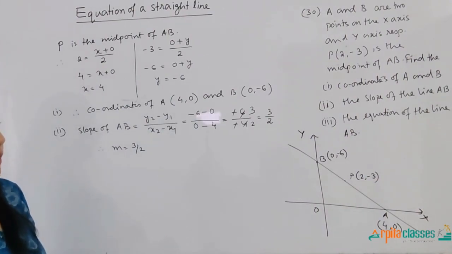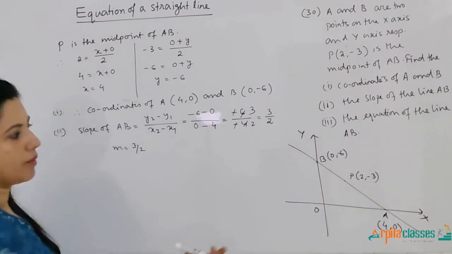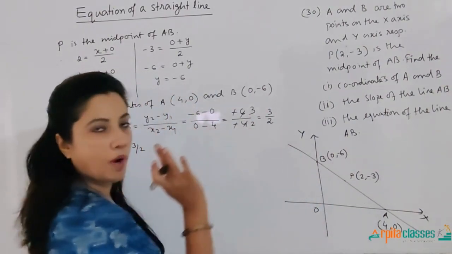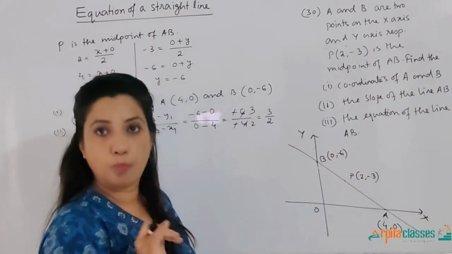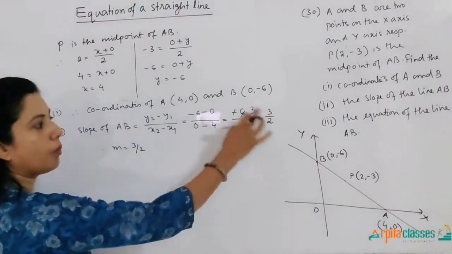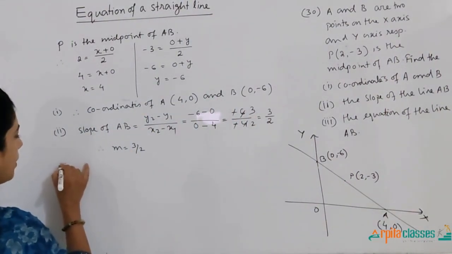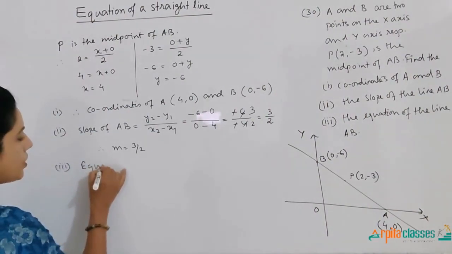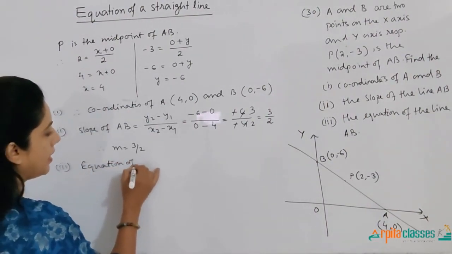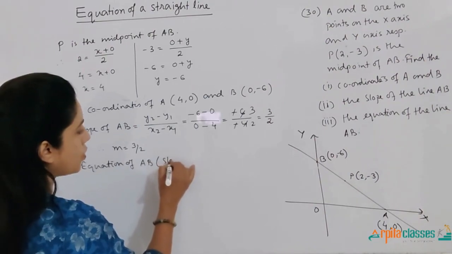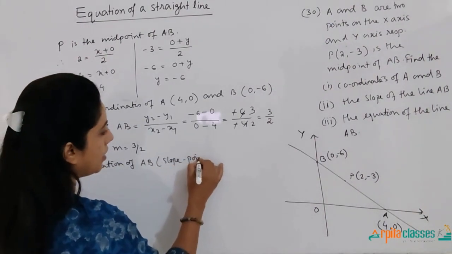Third thing, they are asking the equation of the line AB. So now we have got 3 points, so we can get the equation by two-point form, or we have the slope also, we can get the equation by slope-point form. Let us find out by slope-point form. So equation of AB, which form are you using? Slope-point form.